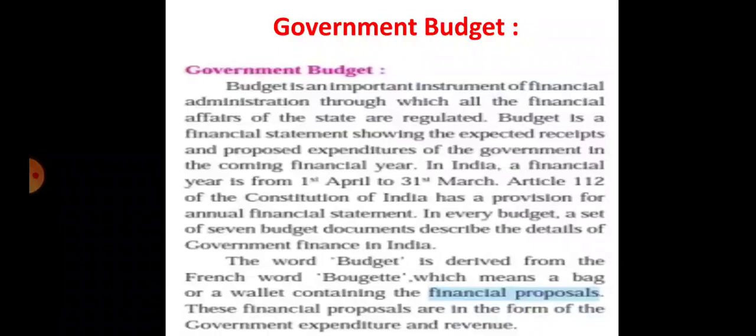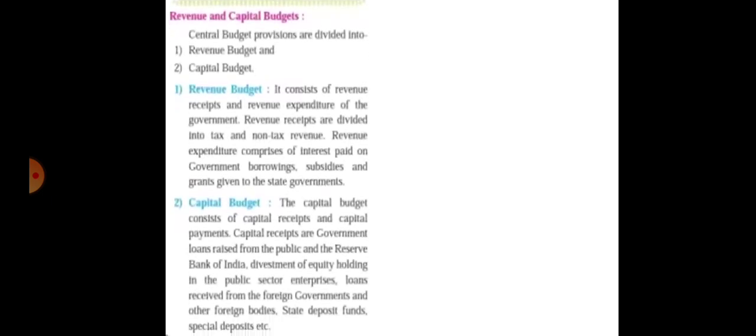So who represents the budgetary policy and where? The central government's finance minister will represent the budgetary policy in parliament in the month of February. The revenue and capital budget are the two most important components of the budget. The first part is the revenue budget. So let's discuss the first point related to the budget, the revenue budget. It consists of the revenue receipts and the revenue expenditure of the government.